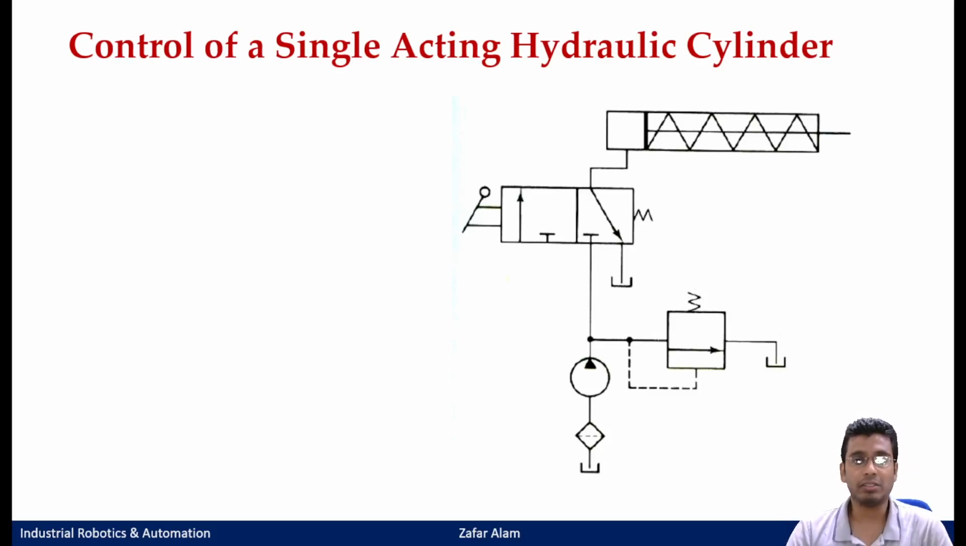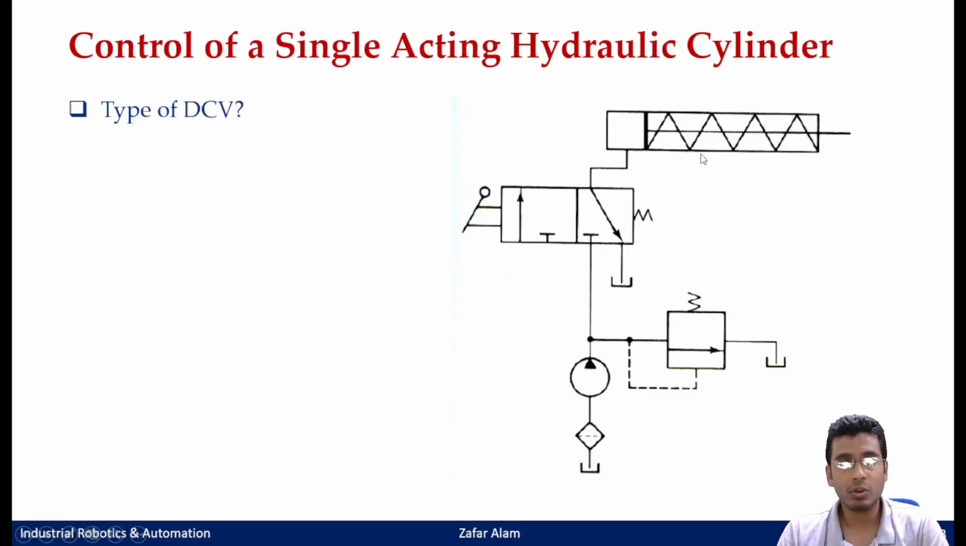Now if you can just recall from the previous class, this is your single acting cylinder. Then what is the type of DCV that is here? It is a 3 by 2 way. Why 3 by 2 way? Because it has 3 ports, 1, 2 and 3. Similarly you can see 1, 2 and 3, and 2 positions.